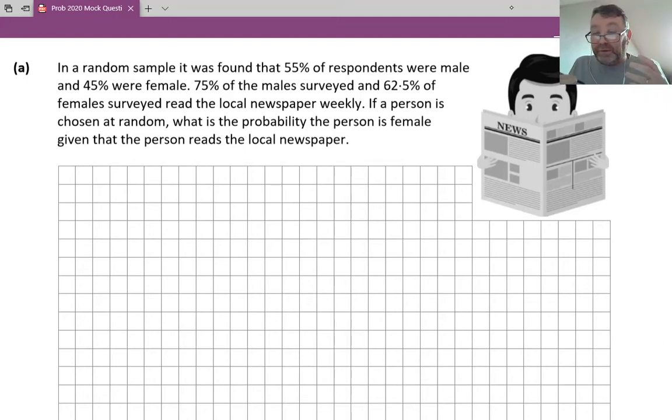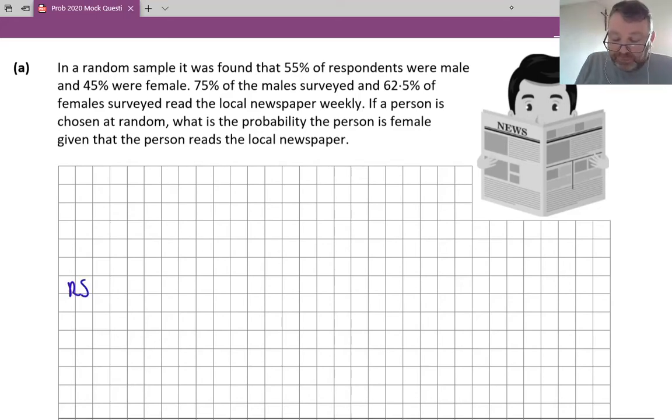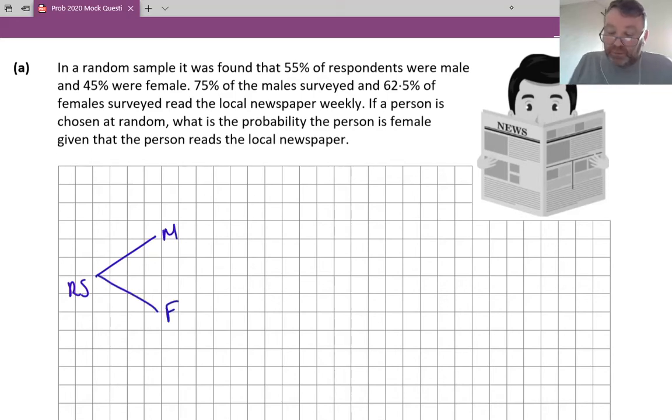So immediately I think of a tree diagram, and that will give you every possibility, every probability in terms of males who read and males who don't read, females who read and females who don't read. So maybe we'll just get that written out. So the random sample gives us males and females. Now, we're told that 55%, that's 0.55. Again, go back to financial maths, never use a percentage as a symbol, use it as a decimal. So that must be 0.45 in relation to the females.